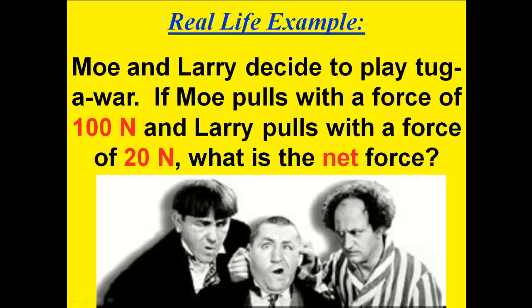Had to throw this in. Moe, Larry, and Curly. We know force is a vector. Therefore, what is the net force? We know that Moe pulls. So here's Moe. He's pulling with a force of 100 newtons. And Larry is pulling with a force of 20 newtons. Just like in our previous, you can put them so they're head to tail. And the result is exposed tail to exposed head for a total of 80 to the left.